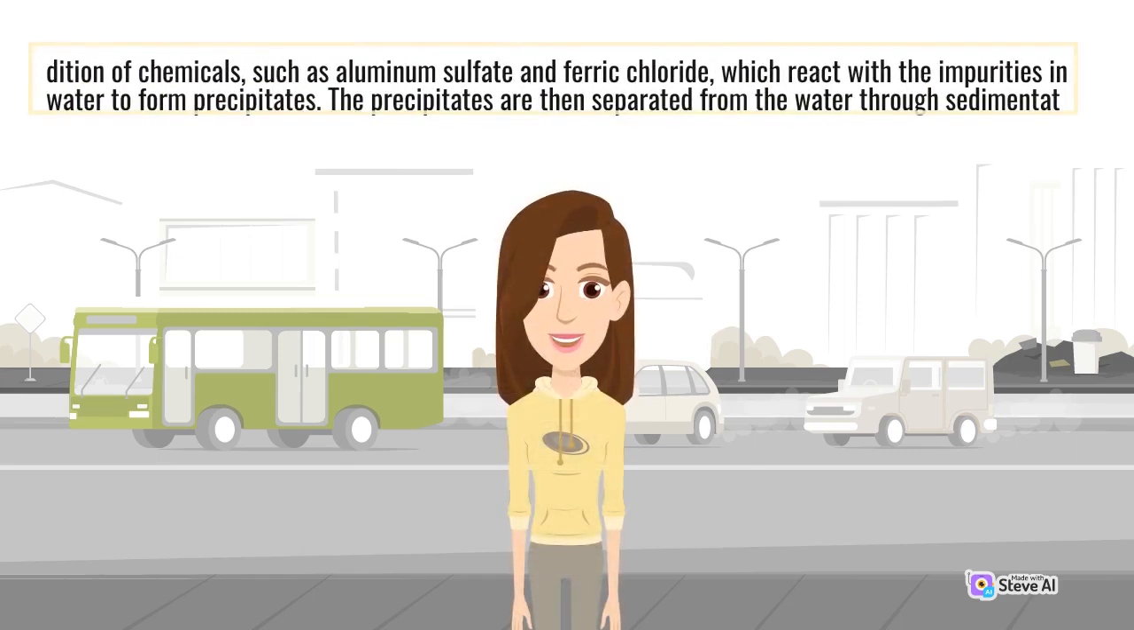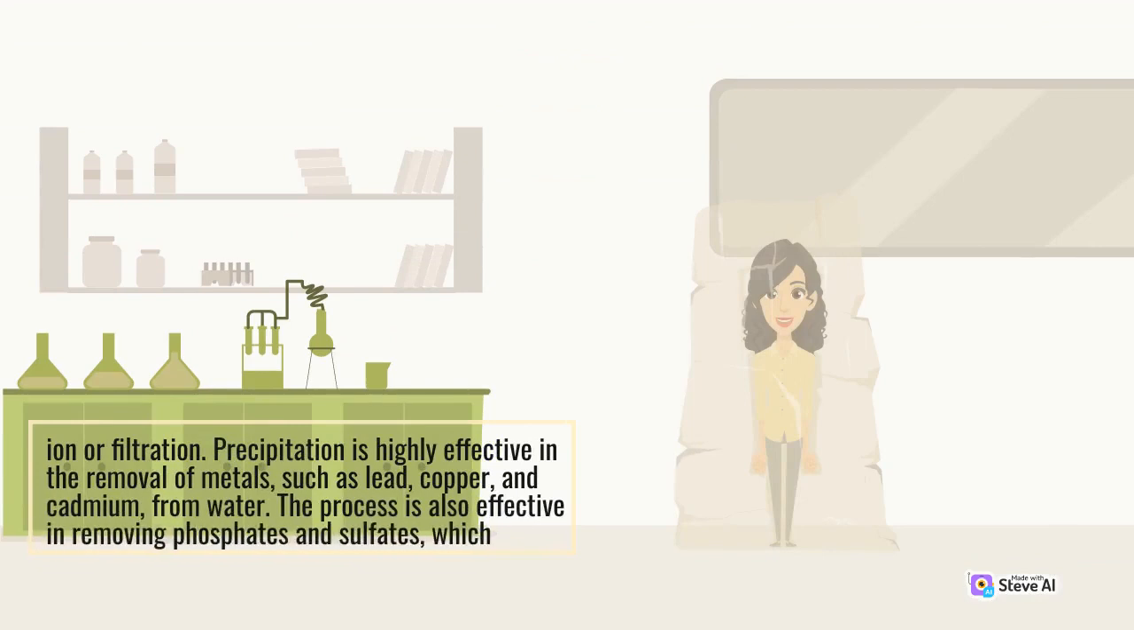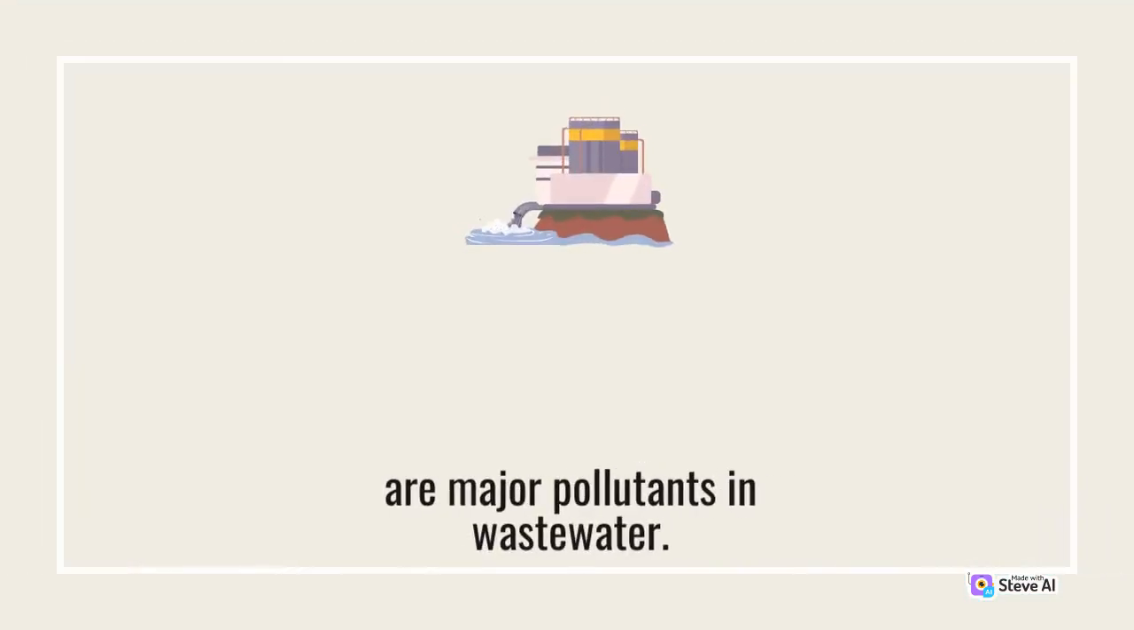addition of chemicals, such as aluminum sulfate and ferric chloride, which react with the impurities in water to form precipitates. The precipitates are then separated from the water through sedimentation or filtration. Precipitation is highly effective in the removal of metals, such as lead, copper, and cadmium, from water. The process is also effective in removing phosphates and sulfates, which are major pollutants in wastewater.